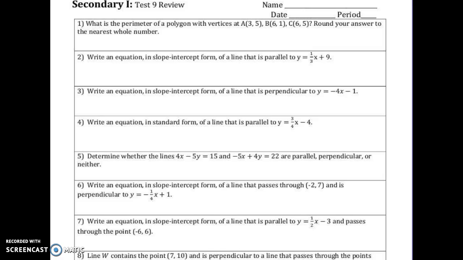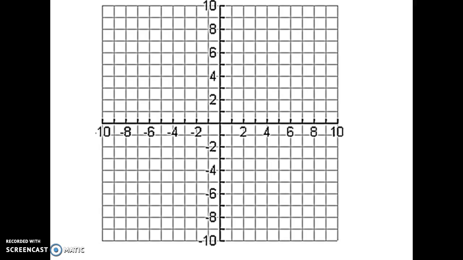You could just draw a sketch for the coordinate points, but since I have graph paper, I'm going to use that. So we got the point 3, 5, and then 6, 1, and 6, 5. And we want the perimeter of this polygon, also a triangle. And this side length here is 3 squares. Here we've got 4.